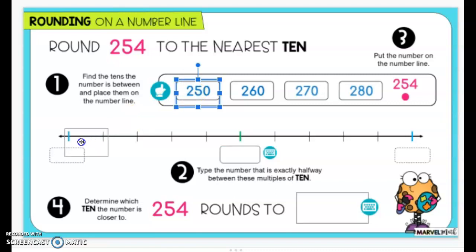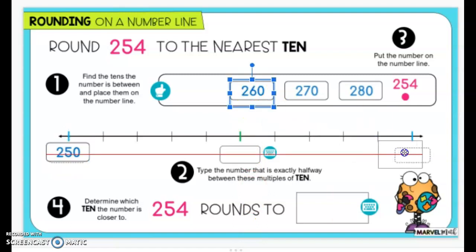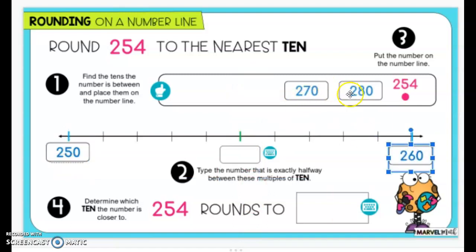So on this side, we would have 250. So if I'm counting my tens, I would have 250. The next 10 would be 260. Then there would be 270, 280. I'm not going to put these on here, but I just wanted you to remember that we're counting by tens. So I have 25 tens here, so that gives me 250. Over here, the next 10 would be 260. Number 2 says type the number that this is exactly halfway between. So I know half of 10 is 5, so I'm going to put 255 as halfway.